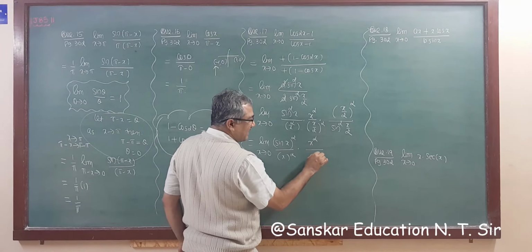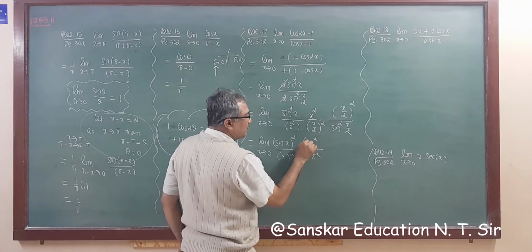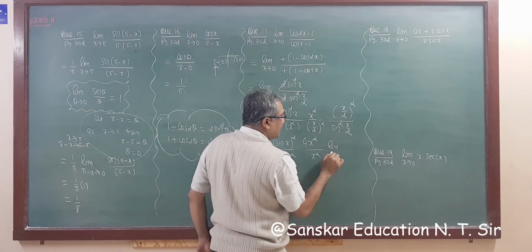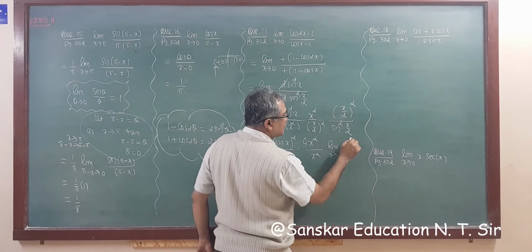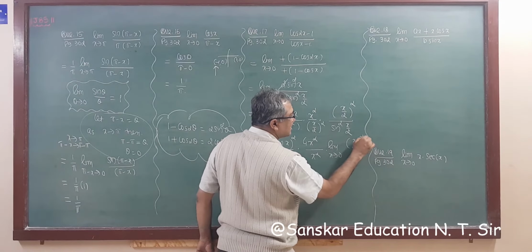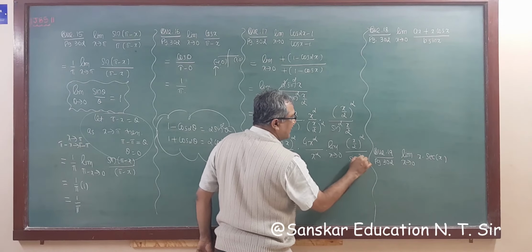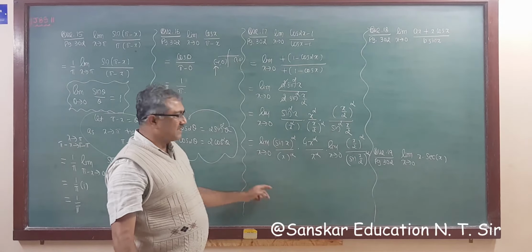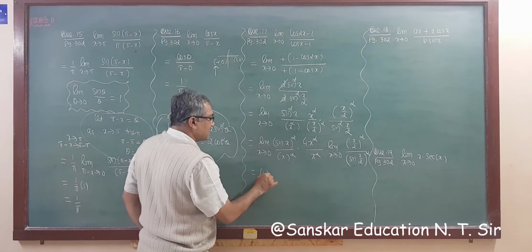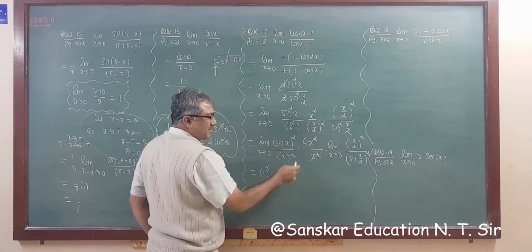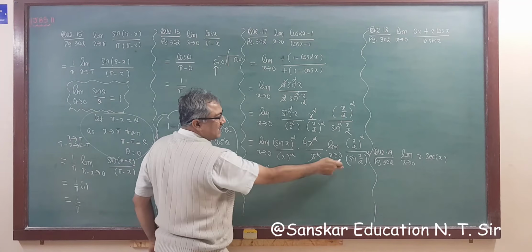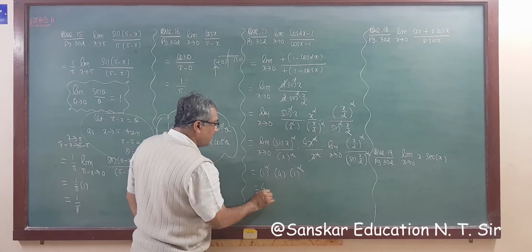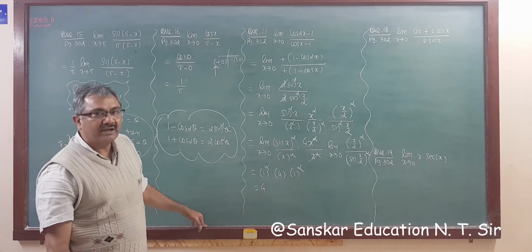This x square upon 4 will go to numerator, and giving these also separate limit. So limit x tends to 0, x by 2 whole square upon sin x by 2 whole square. Now answer of this is 1, so this is 1 square. This x square will be cut. So 4 is constant, so as it is. And this is also 1, so 1 square. So your final answer will be 4.